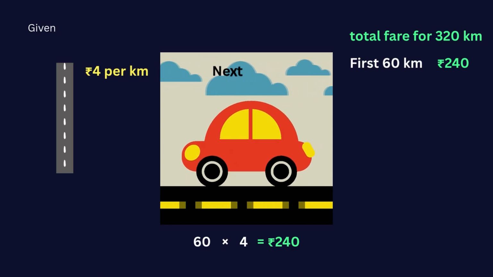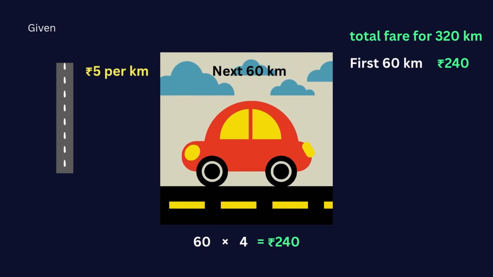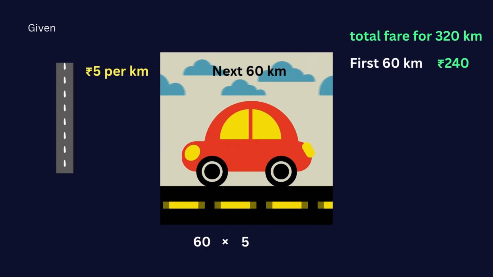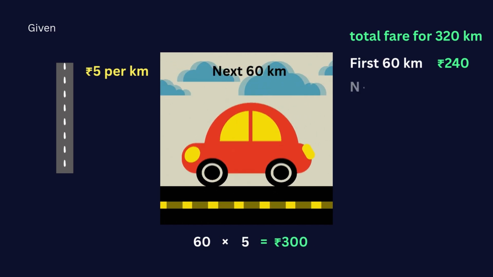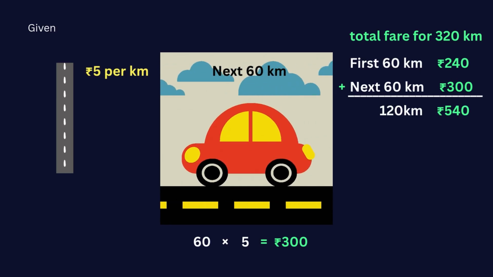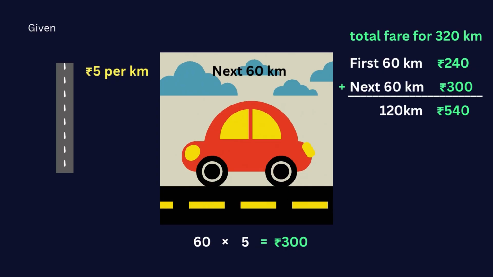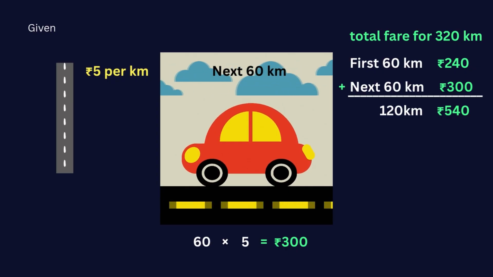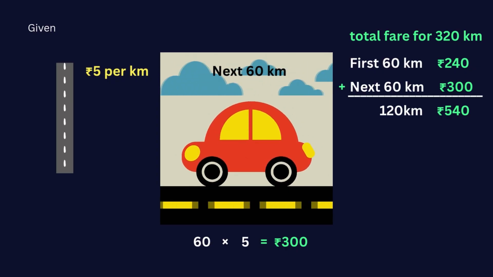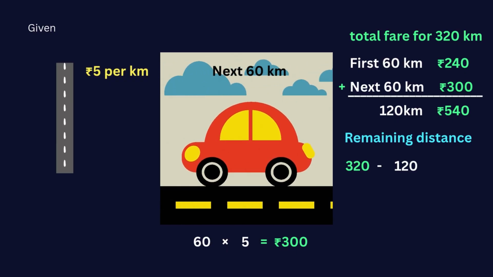Next, for the next 60 kilometer, the rate changes. It's no longer 4 rupees, it becomes 5 rupees per kilometer. So again, 60 times 5 equals 300 rupees. So far, Rohit has covered a distance of 120 kilometer and paid a total of 240 plus 300 rupees, which is 540 rupees. Now, the total journey is 320 kilometer, so the remaining distance is 320 minus 120, which gives us 200 kilometer left.